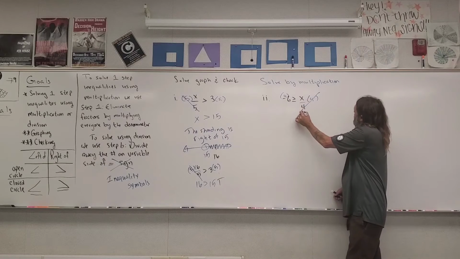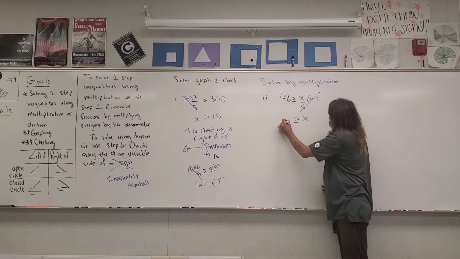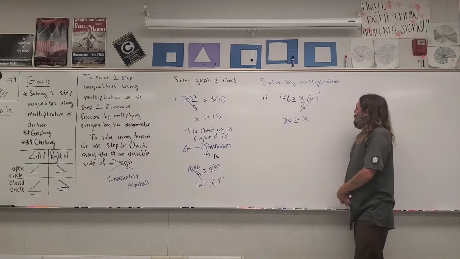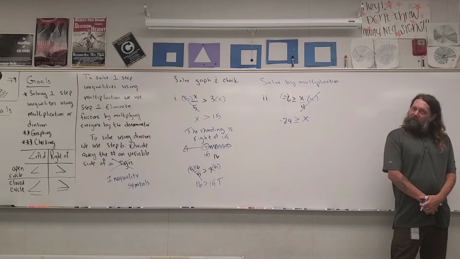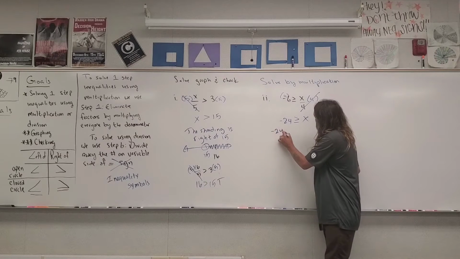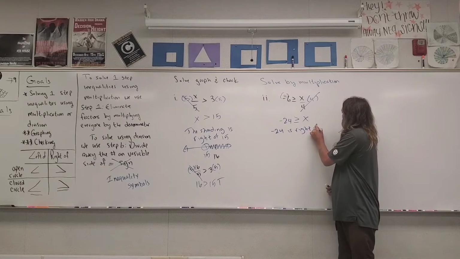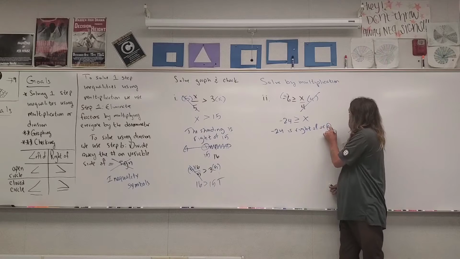Well, the 4s on my right cancel. So now I'm left with x. 4 times negative 6 is negative 24. So that means that negative 24 is right of or at the shading. Negative 24 is right of or at the shading.